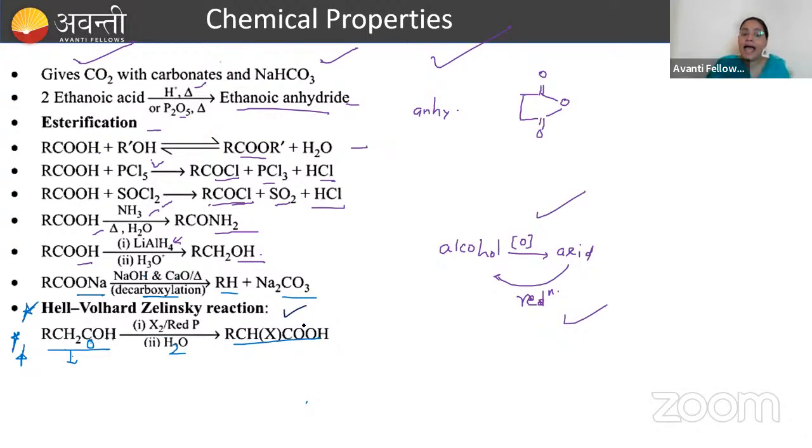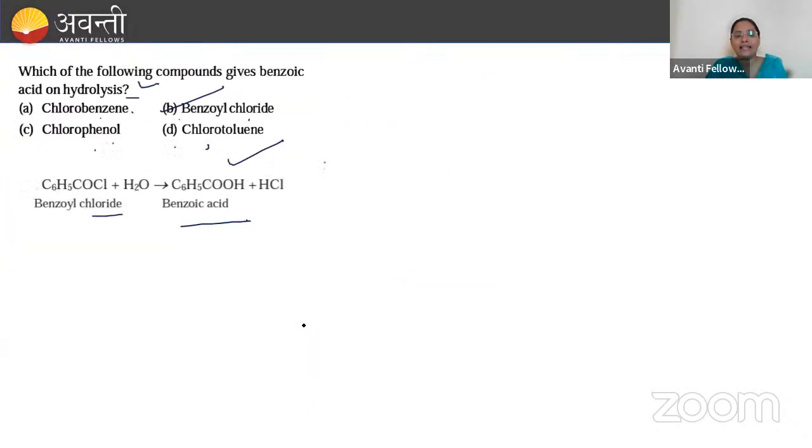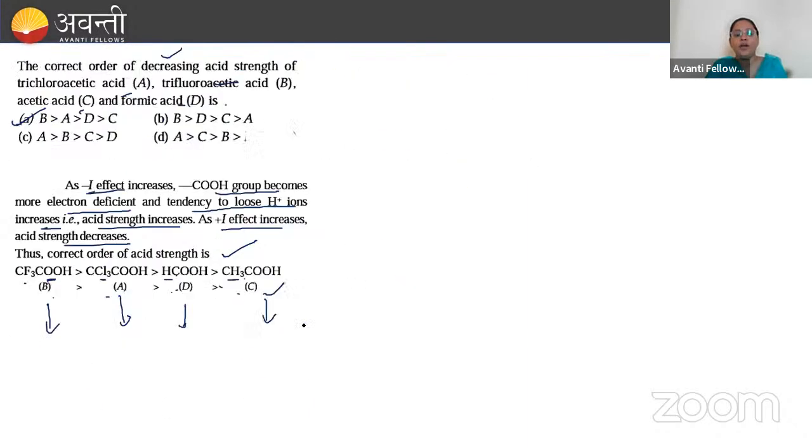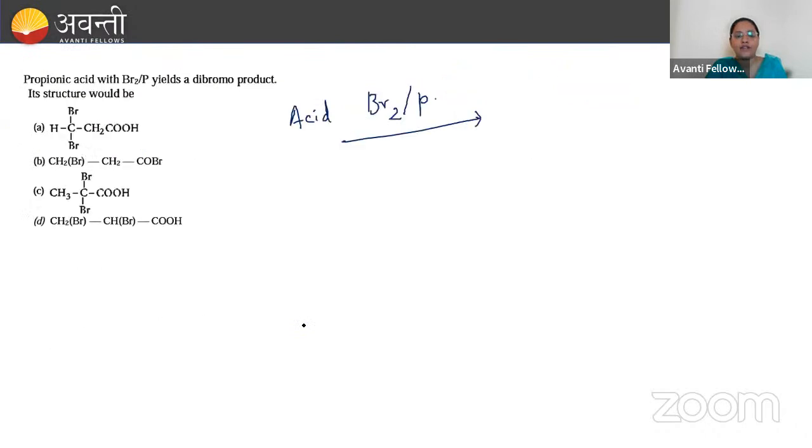In the Hell-Volhard-Zelinsky reaction, the acid reacts with halide in presence of red phosphorus and then undergoes hydrolysis. There is a formation of alpha halo acid. Okay, alpha halo acid is going to form. So here an alpha halo acid will form. Okay, so Br2 in presence of phosphorus gives a dibromo product.